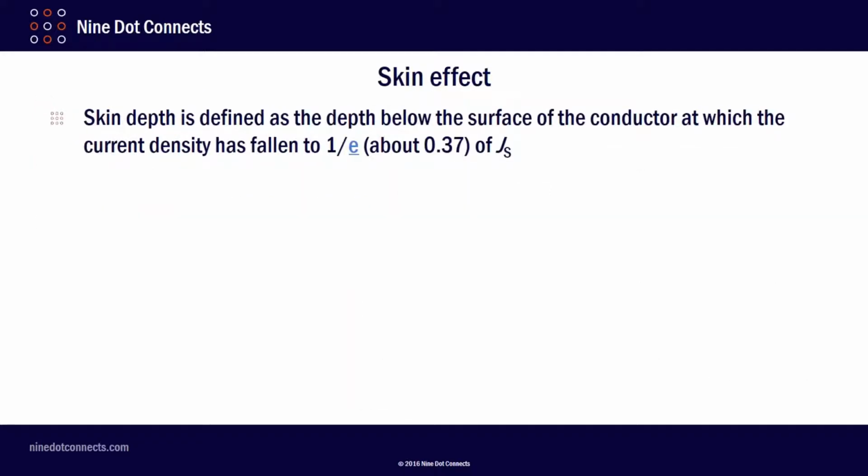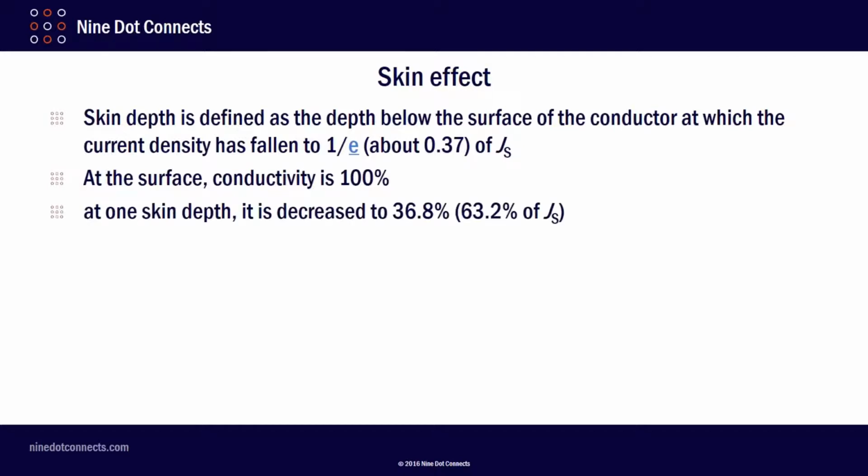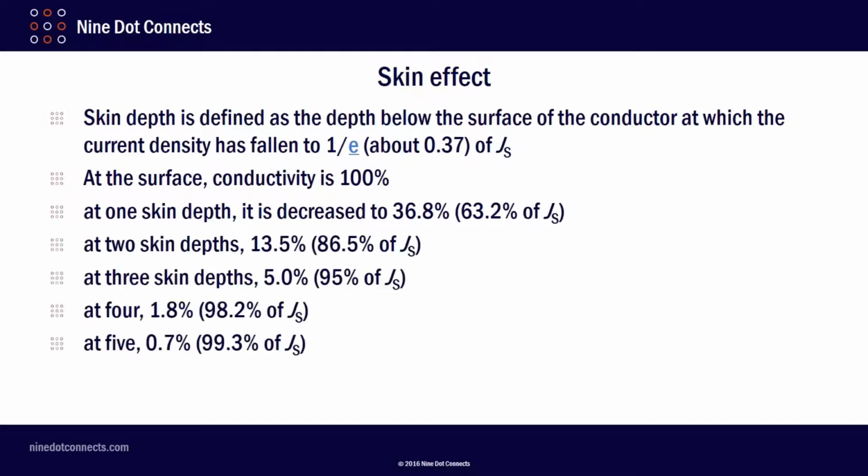So at its root understanding, skin depth is defined as a depth below the surface of the conductor at which the current density has fallen to 1 over e. That is about 37% of your conductor current. At the surface, it is 100%. At 1 skin depth, that is decreased to 36.8%. Basically, that means 63.2% of your overall current is in that 1 skin depth of the conductor.